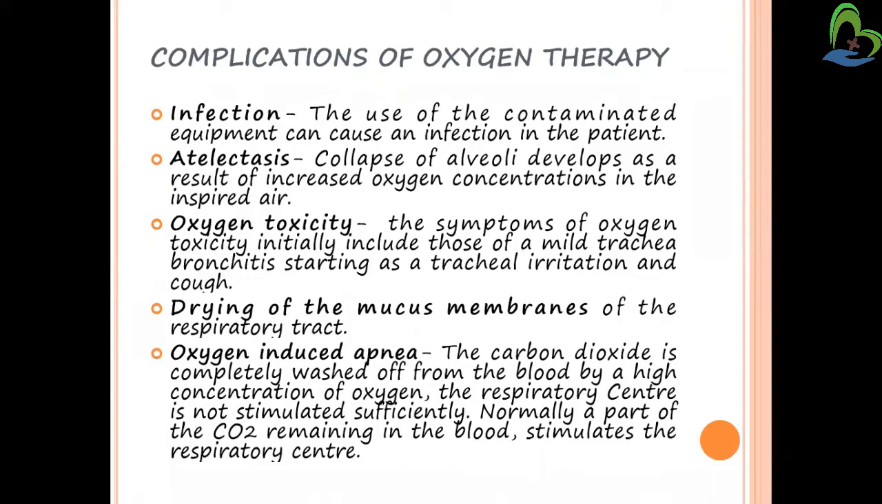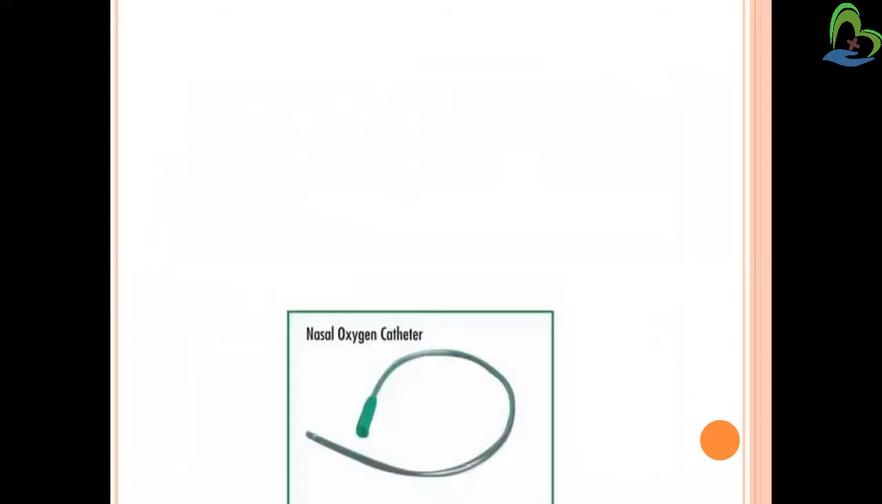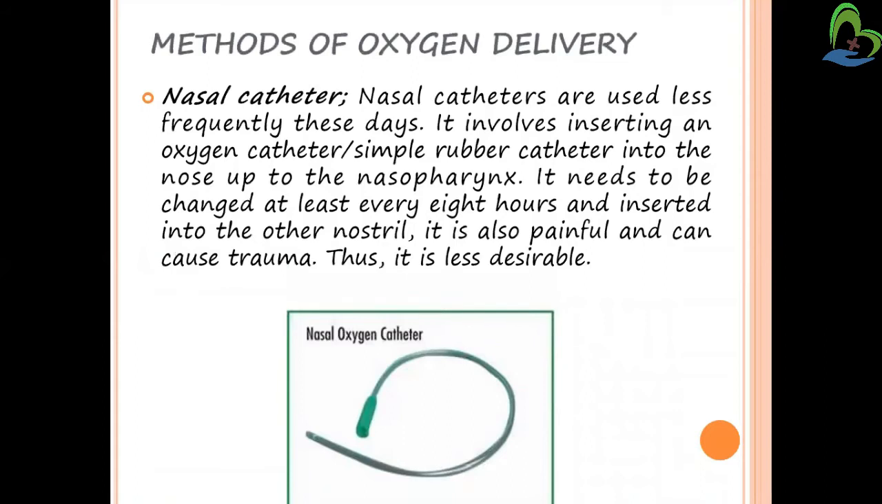The respiratory center is not stimulated sufficiently. Normally a part of CO2 remains in the blood, which we already know, but when extra oxygenation is given, there is a chance that apnea can develop, and that will stimulate the respiratory center also. So our main topic is the methods of oxygen delivery, how we can deliver oxygen in different ways, which are the different equipments which will help to deliver oxygen to the patient.